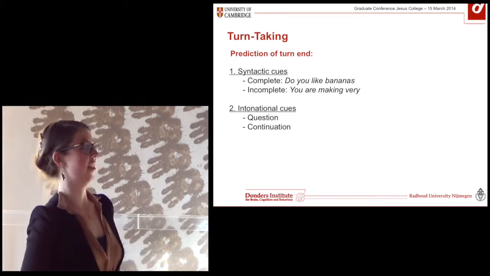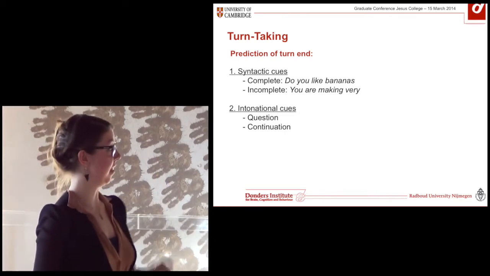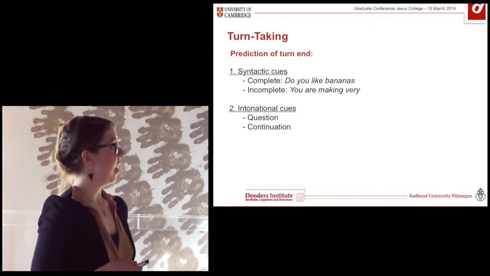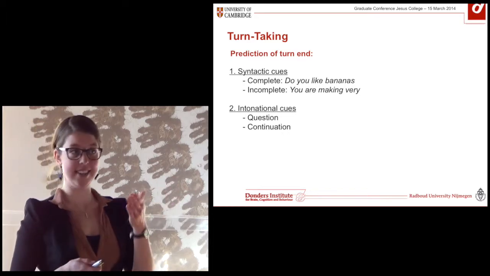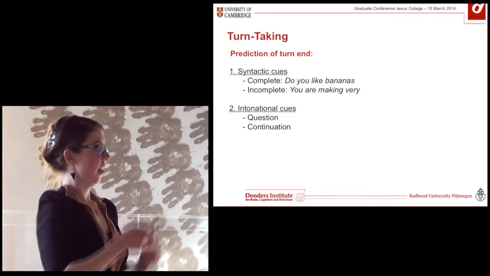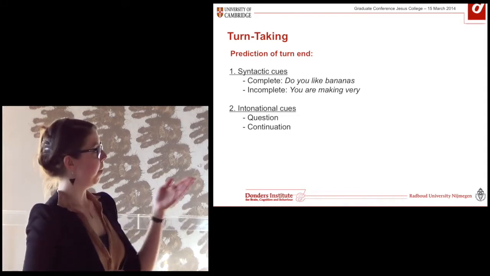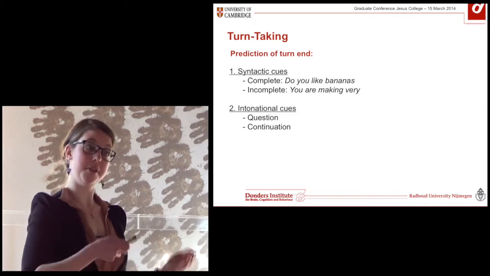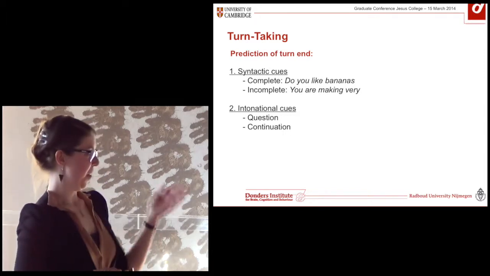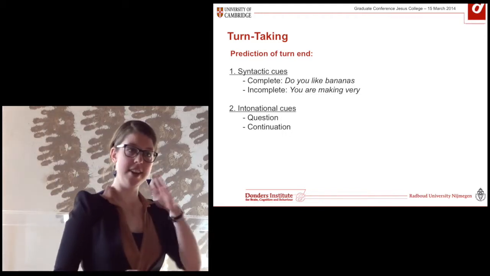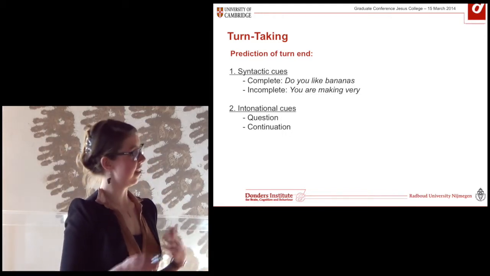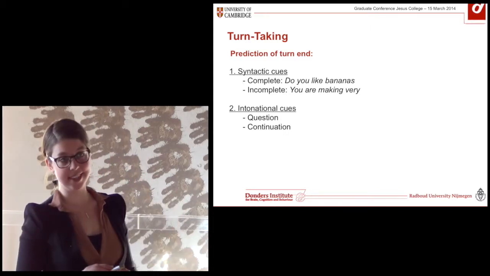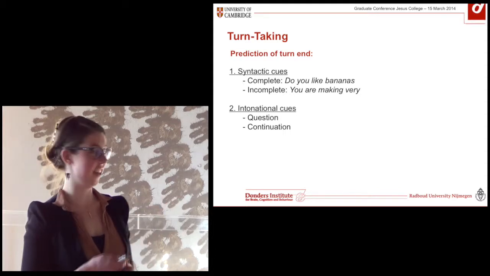We have two different linguistic cues that you can use, namely syntactic cues, so whether a sentence is complete or incomplete. If I have a complete sentence like, do you like bananas? It's obvious that there will be a speaker change. Whereas when my sentence is incomplete, like, you were making very, you don't expect a speaker change because you're expecting me to finish my sentence. On the other hand, we have intonation, the melody that you use in your speech, and this can be complete or incomplete as well, or if we phrase it differently, it can be a question intonation or a continuation intonation.